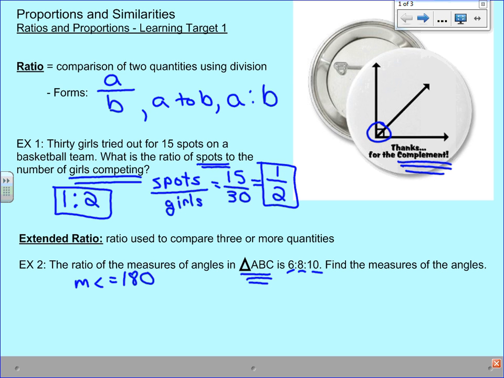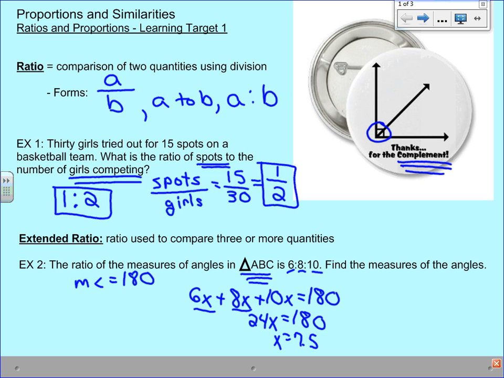So when we actually do set up our equation now, we have our 6x plus our 8x plus our 10x is actually equal to the full sum of our interior angles, our 180 degrees. Well, we combine our like terms, we end up with 24x that is equal to our 180, or we end up with our x that is actually equal to 7.5. Good news is now it says find the measures of the angles. We need to plug this 7.5 back in place of the 6x, of the 8x, and of the 10x.